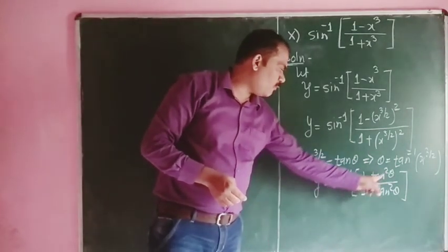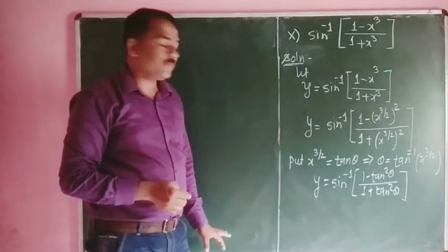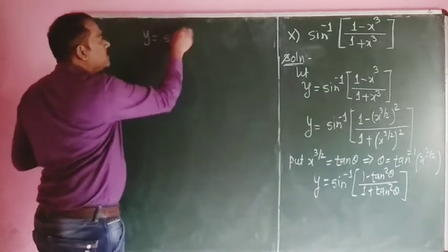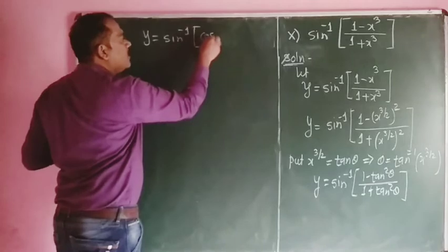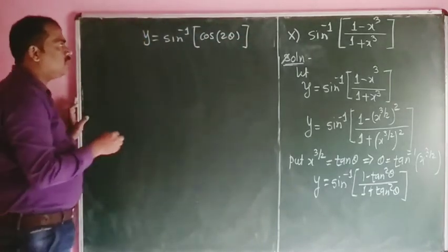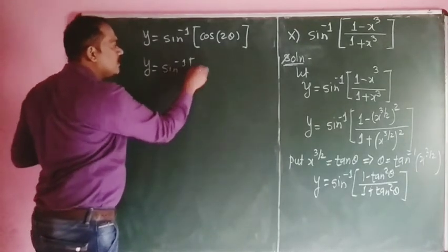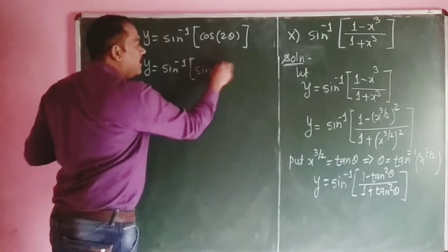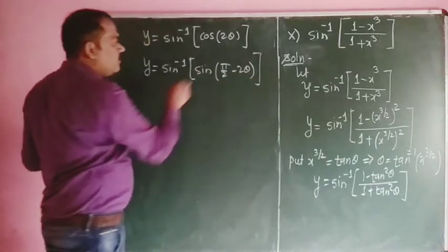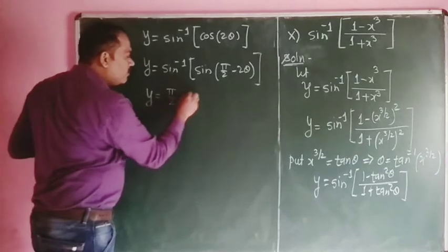We have to know that the value of (1 minus tan square theta) divided by (1 plus tan square theta) is nothing but cos of 2 theta. So y is equal to sin inverse of cos of 2 theta. Now we have to convert this cos into sin by using the allied angle formula, that is y is equal to sin inverse of sin of (pi by 2 minus 2 theta). Sin inverse and sin get cancelled, so we get y is equal to pi by 2 minus 2 theta.